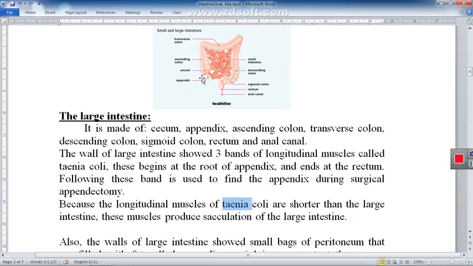or three bands of longitudinal muscle, tinea coli. These bands begin in the cecum at the root of the appendix. The appendix does not contain longitudinal bands because the longitudinal muscle in the appendix surrounds all the wall of the appendix. They do not form three bands, but the three bands are formed at the cecum, at the root of the appendix, and then these three bands continue in the cecum, ascending colon, transverse colon, descending colon, sigmoid colon. But again, in the rectum there is no tinea coli because here in the rectum the longitudinal muscles surround all the wall of the rectum.